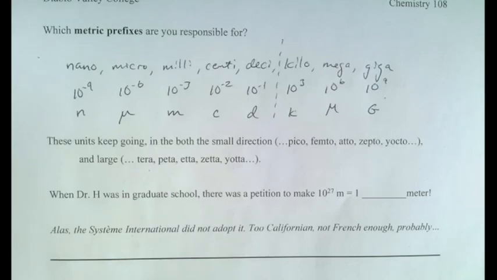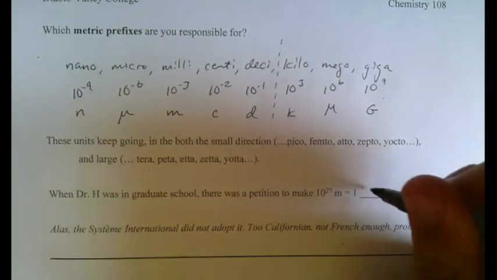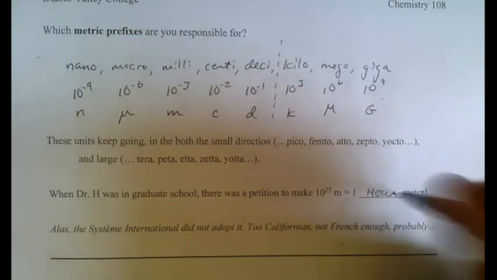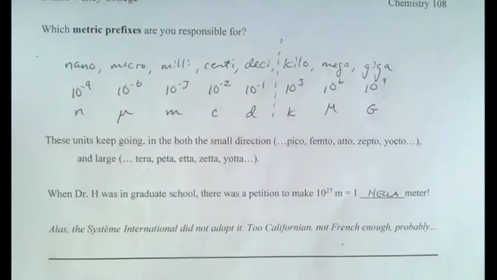Actually, when I was in graduate school, there was a neat petition, which has my signature on it, because I love few things more than just linguistic science humor, to make 10 to the 27th meters equal to 1 helimeter. And it's a real shame that the Système International did not adopt it. Clearly just not French enough.